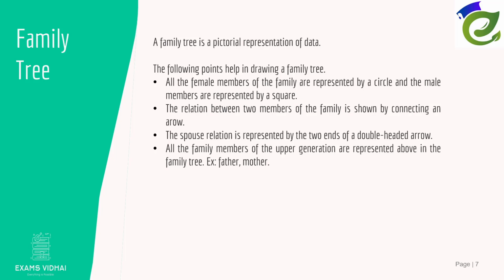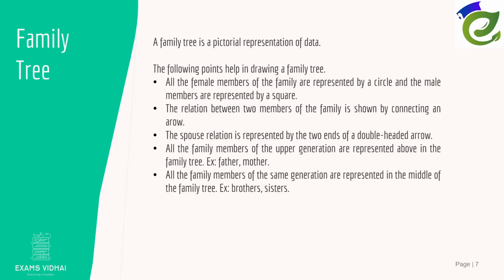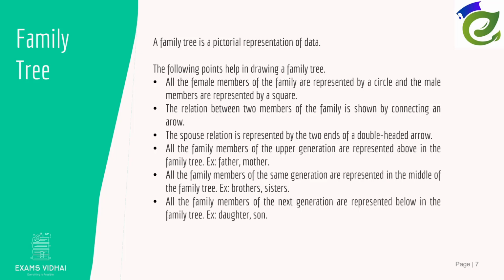All the family members of the upper generation are represented above in the family tree. Example: father, mother. All the family members of the same generation are represented in the middle of the family tree, that is, brothers, sisters, etc. And all the family members of the next generation are represented below the family tree. Example: daughters, son, etc.